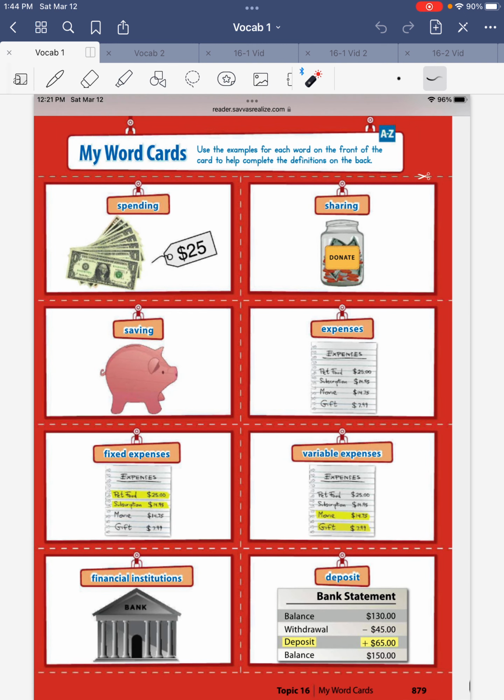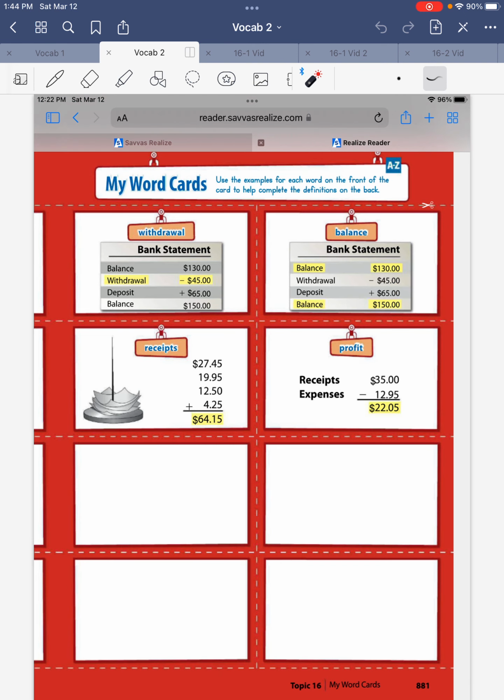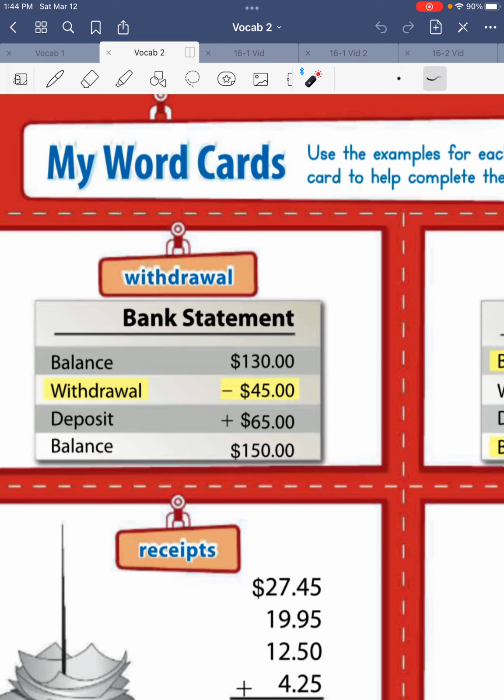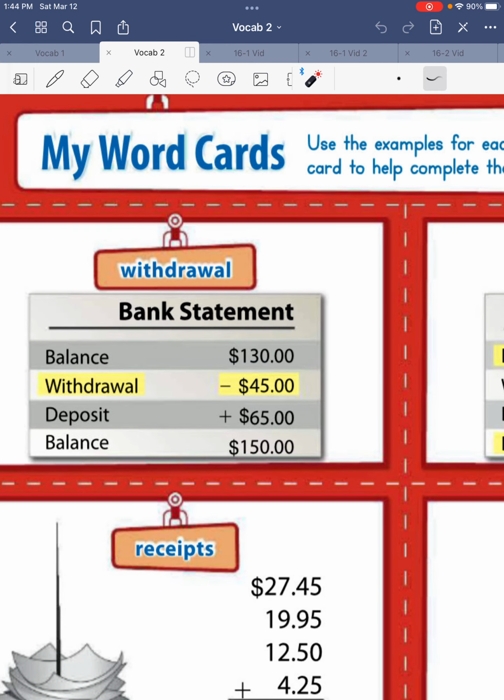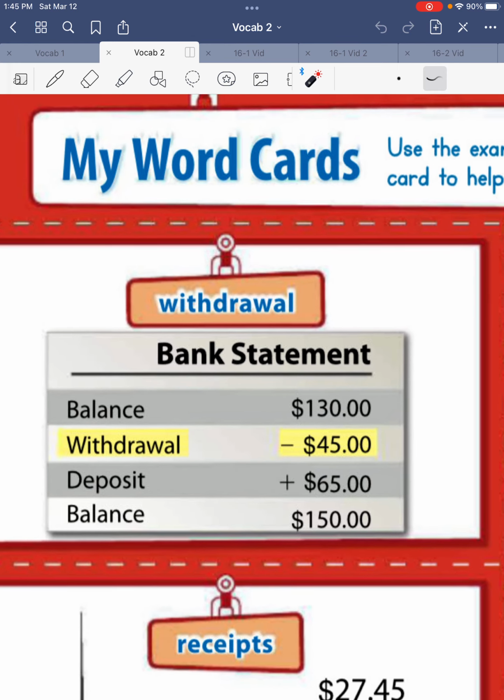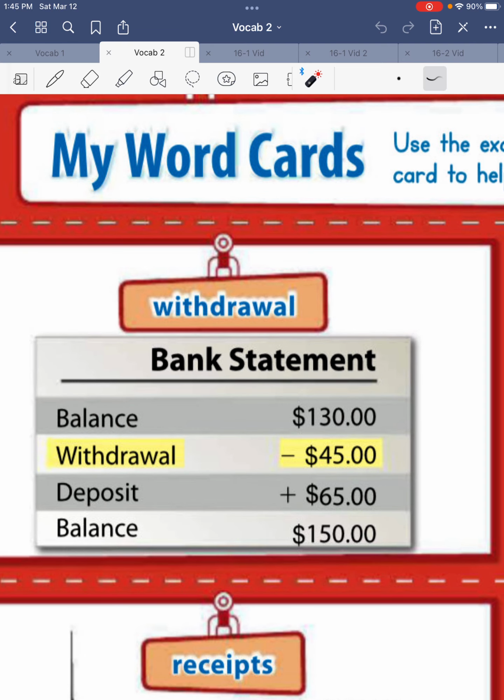Okay, let's see. Next one. So next one we have is withdrawal. The same thing goes with the bank. So let's say that your family wants to go to a flea market, okay, to buy stuff, just to look around and buy stuff. And let's say the flea market doesn't accept credit cards, okay?